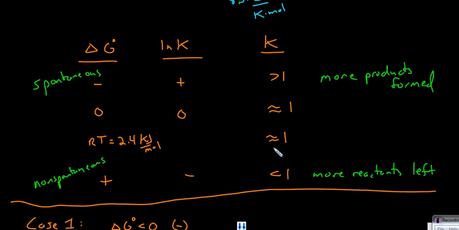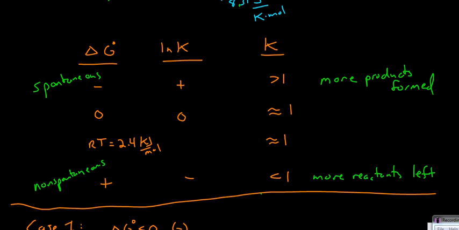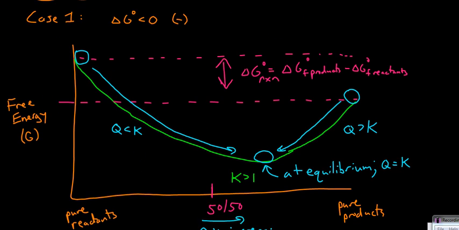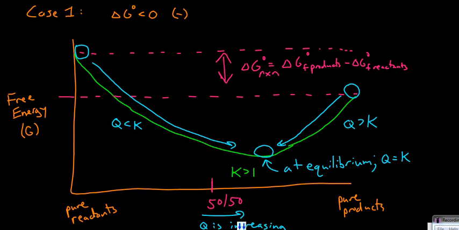And finally, if we have a positive value for delta G, then we'll have a negative ln of K, and then K is going to be less than 1. We can see that having a non-spontaneous reaction, we're going to have more reactants left over than products when equilibrium is reached. And so we can use this equation and these concepts to describe this very complex chart.